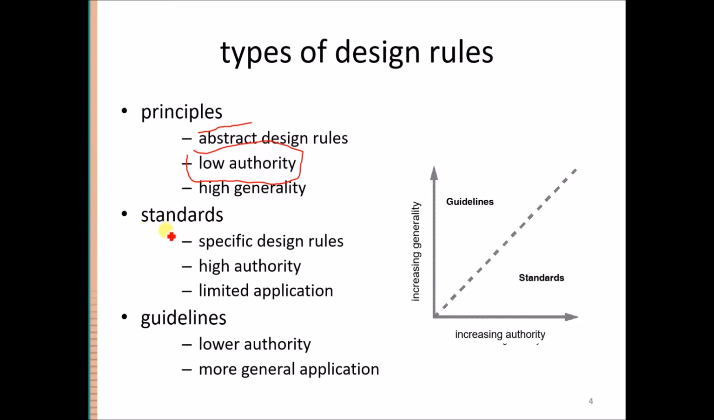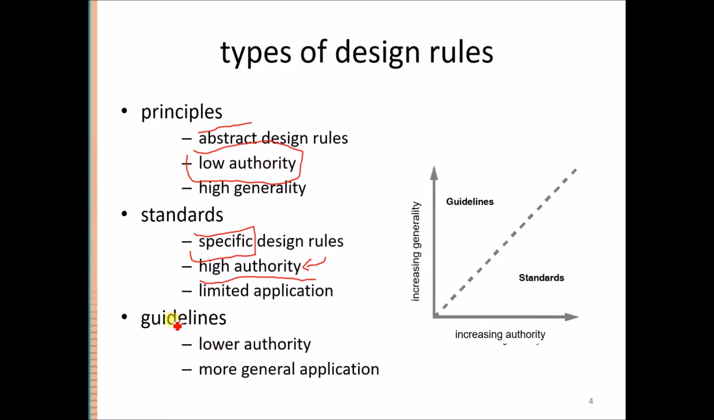The second term is the standard. Standards are specific design rules. So we are using the word specific here. In the previous principle we used the word abstract, which is a little bit vague. In the case of the standard, they are specific, so they give very detailed instructions about what the rules are. In that situation, authority is going to be high, because they have to be applied as they are. We have to follow them strictly, and in that situation the generality is going to be low. They have a limited application, because the rules are not very general. Their generality is low, so they can be applied to the specific design. So their application is limited.